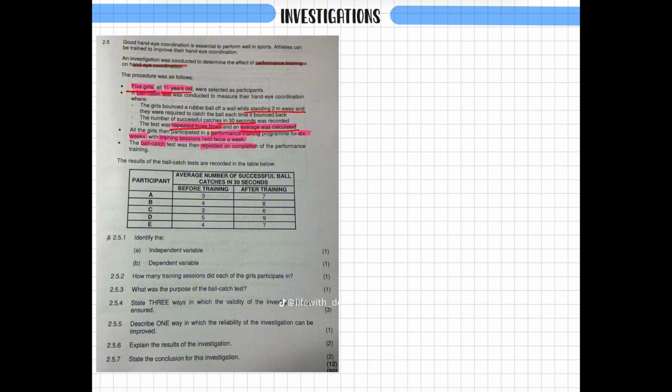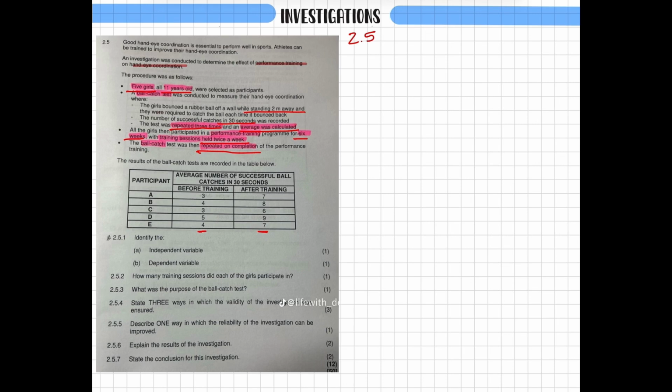All the girls then participated in a performance training program for 6 weeks, with training sessions held twice a week. The ball catch test was then repeated on completion of the performance training, and you have the results on the table below. So before you answer the questions, it is important to analyze the results. We can see for each participant before training and after training, their average number of successful ball catches have increased. Now we can go straight to the questions.